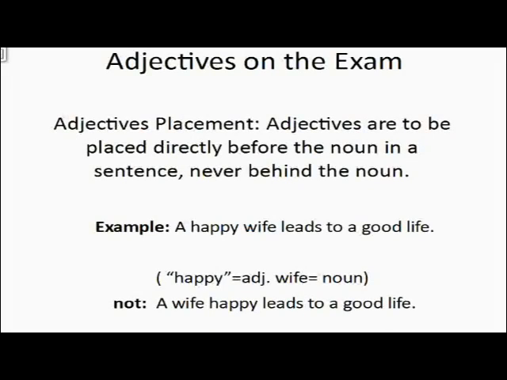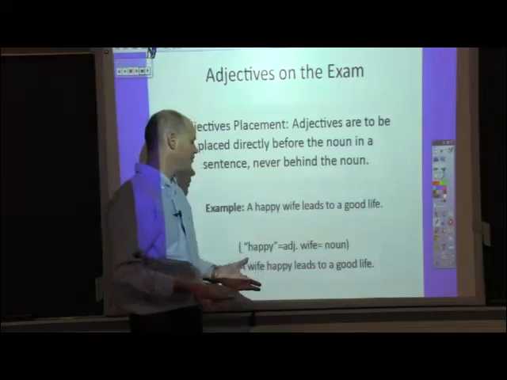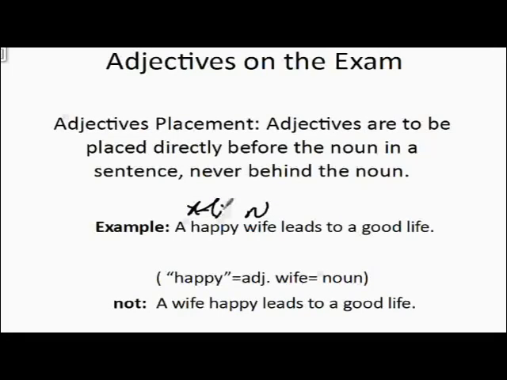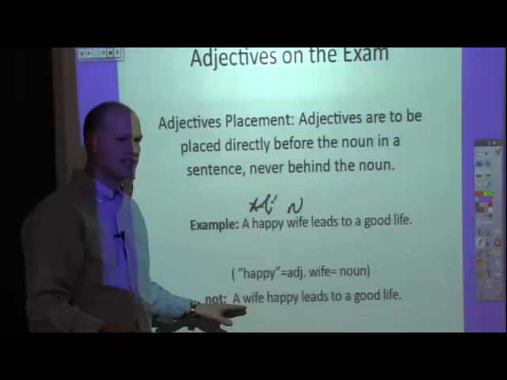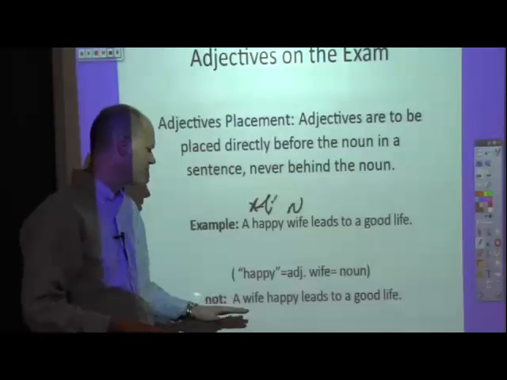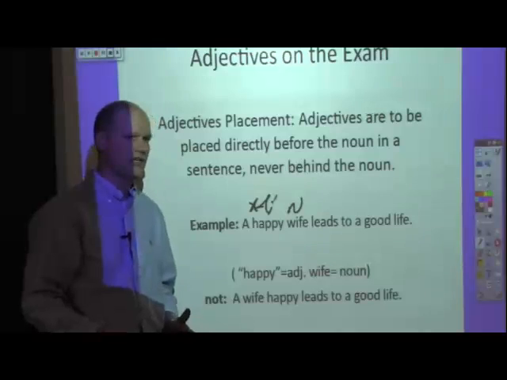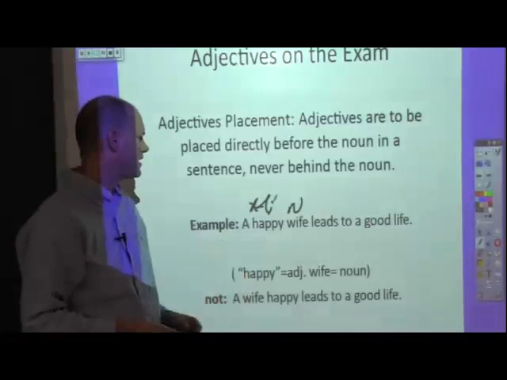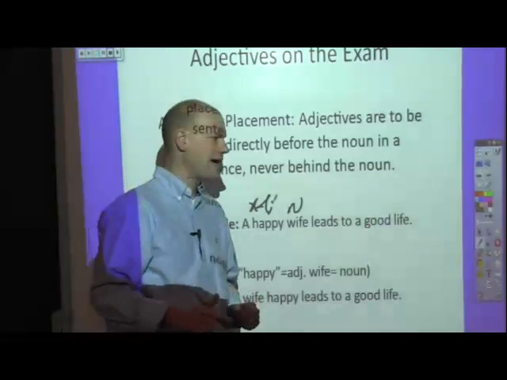A couple things about adjectives, though. Their placement is what you may be tested on the ACT. They're to be placed directly before the noun in a sentence, never behind it. For example, a happy wife leads to a good life. That one's correct. You have your noun wife and you have the adjective happy right in front of it. It doesn't sound right when you say it to yourself, a wife happy leads to a good life. You get the idea of what the sentence means, but it's grammatically incorrect. You may see that as an option on the ACT.